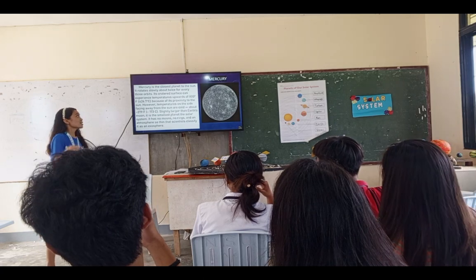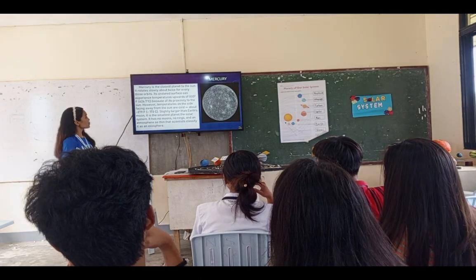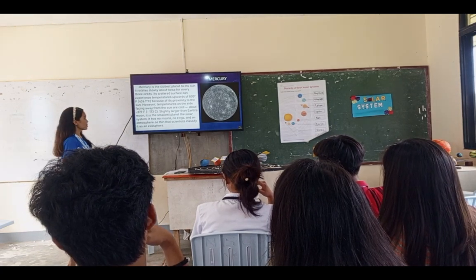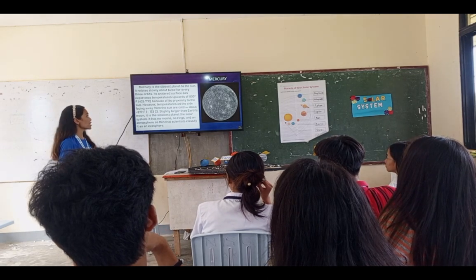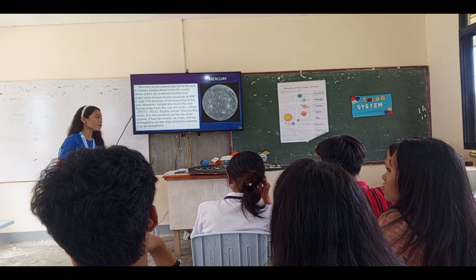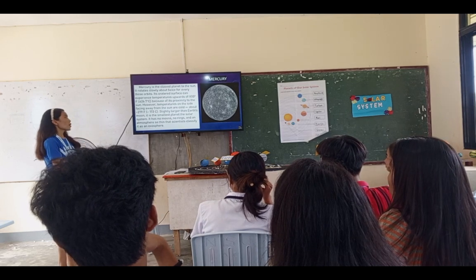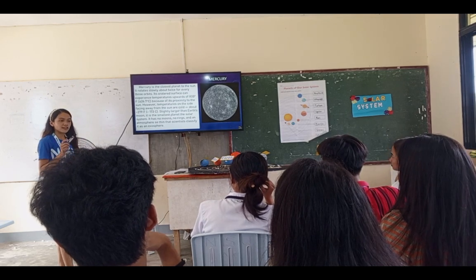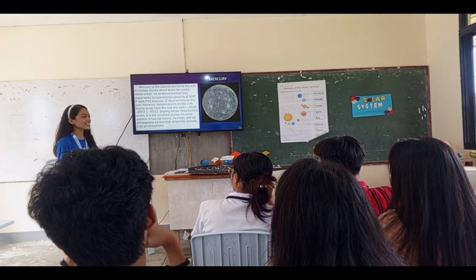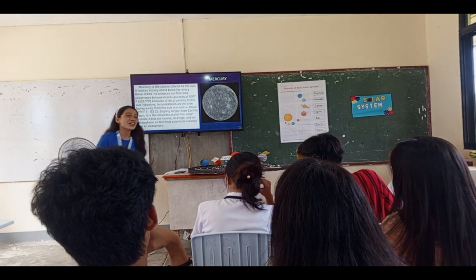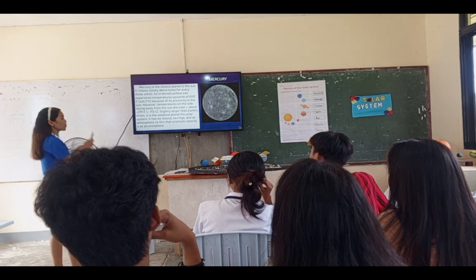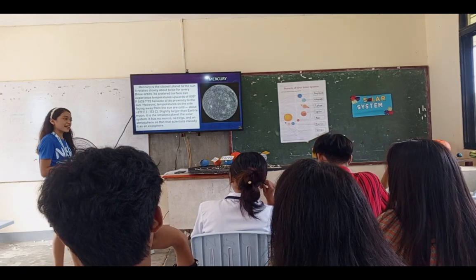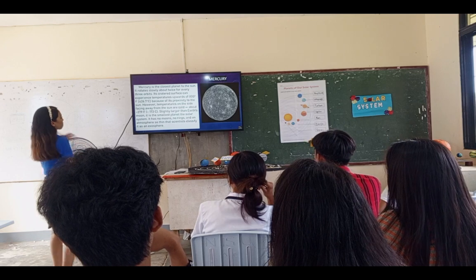It rotates slowly, about twice for every three orbits. Its crater surface can experience temperatures upwards of 800 degrees Fahrenheit or 426.7 degrees Celsius. So imagine, it is very hot in there. And there is a reason for that. It is because of its proximity, or its distance, to the sun.